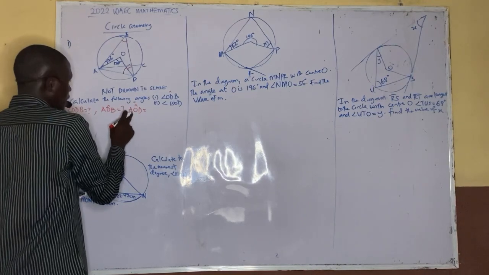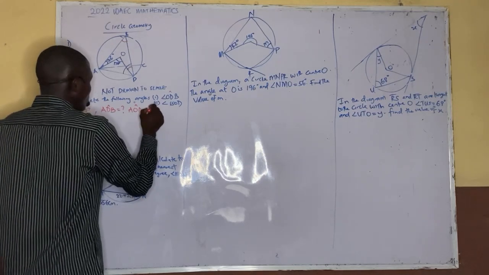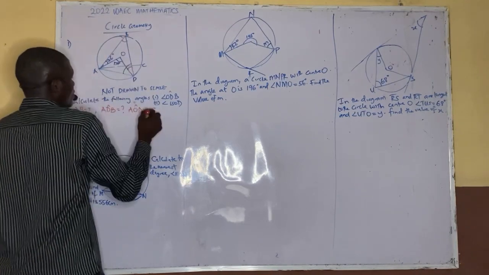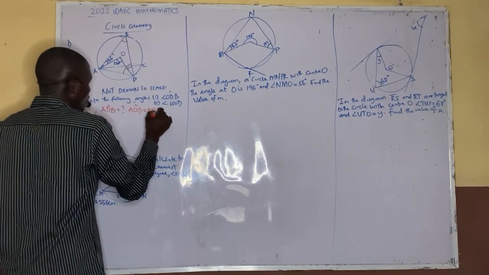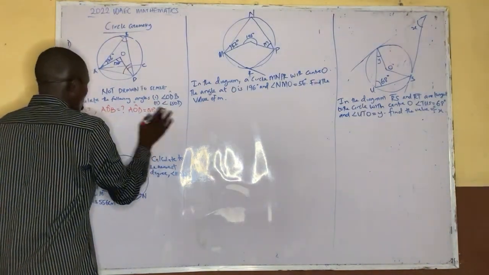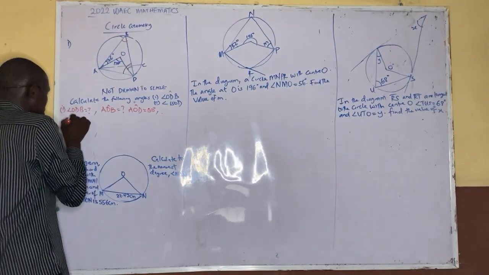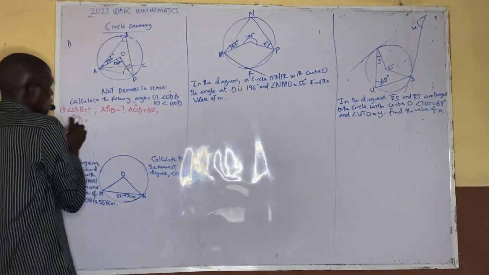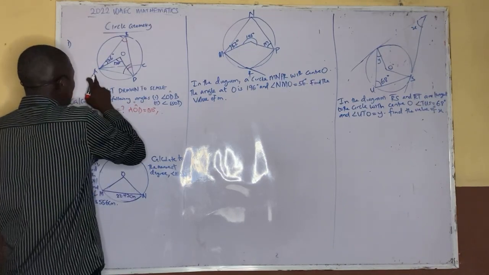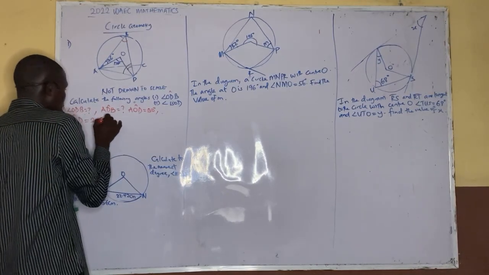You can also represent an angle like this, angle AOD using a caret on top, is equal to 180 degrees. But this 180 degrees is twice angle ABD. What am I trying to say? Angle AOD, which is 180 degrees that I will write here, is twice angle ABD, is 2 times angle ABD.